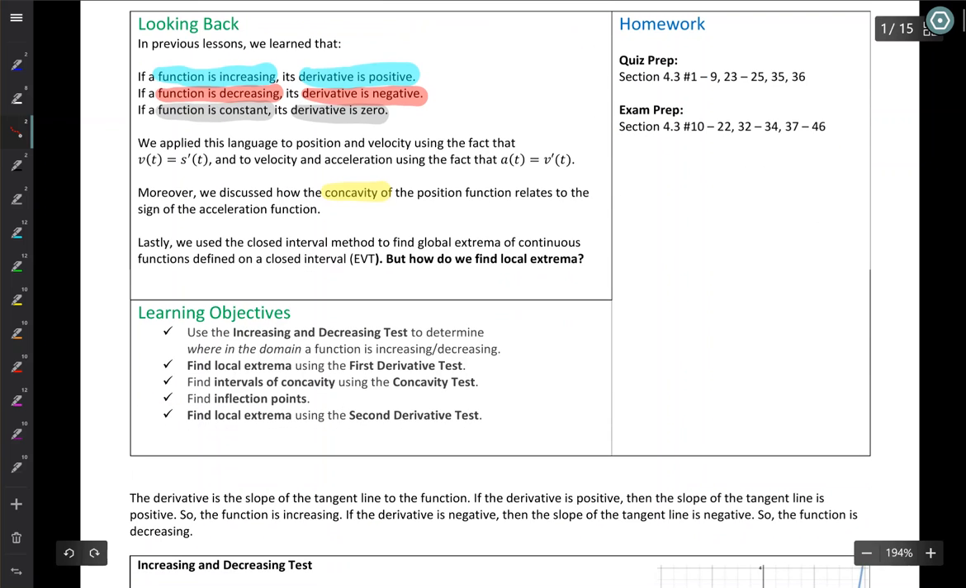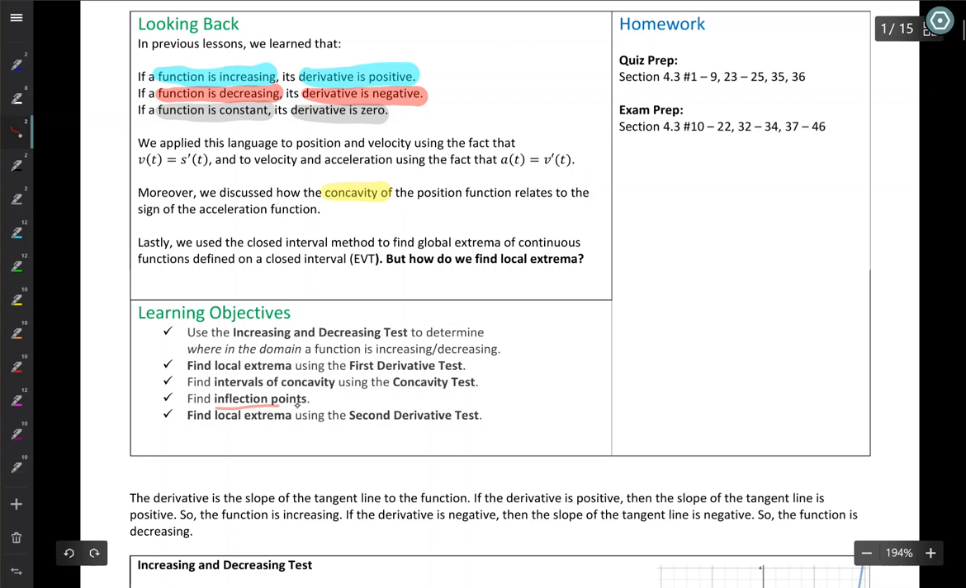So in this lesson, we're going to do a few things. We're going to use our increasing and decreasing test, which we kind of already have with this information up here, to talk about where in the domain a function is increasing and where it's decreasing. We're going to find local extrema using the first derivative test. We're going to find intervals of concavity using the concavity test, which you might already have an idea about given the relationship between acceleration and position.